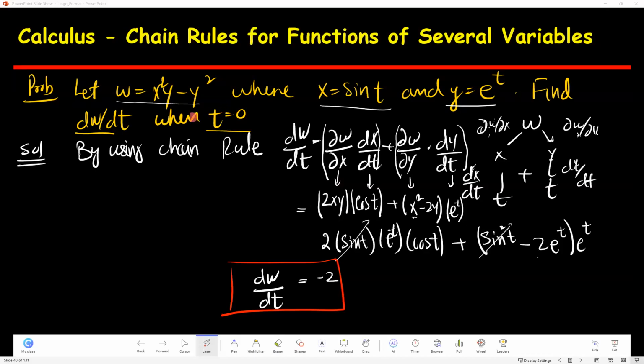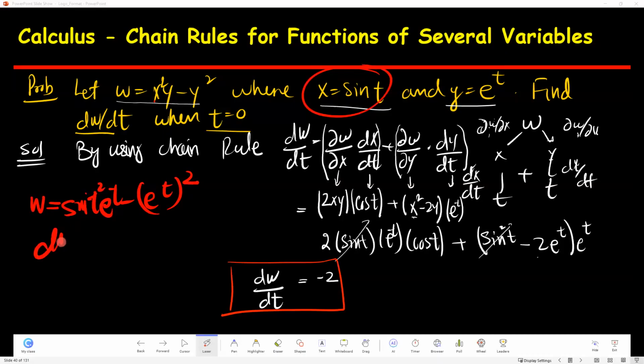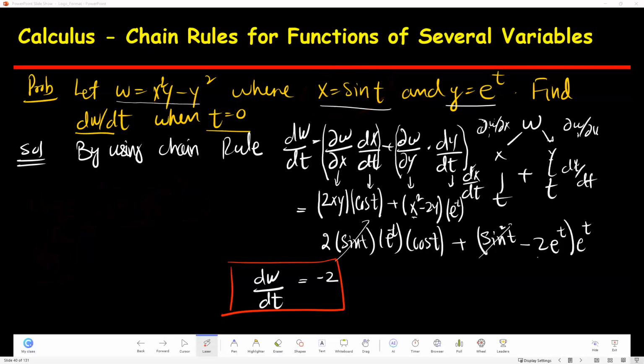You can use the longer method, which is that I'm going to take w equals, substitute the value here with this. So it's going to be sin t squared, and then y is going to be e^t minus e^t squared, and then you can take dw over dt. Yeah, you can solve this, right? And it's going to give you pretty much the same answer. It's just a little bit more complicated derivative.